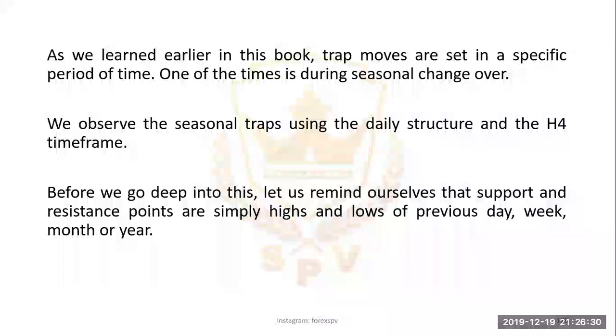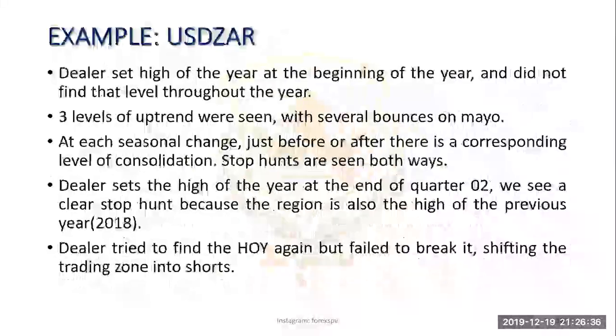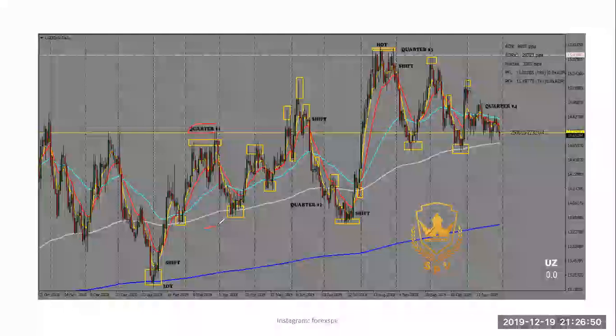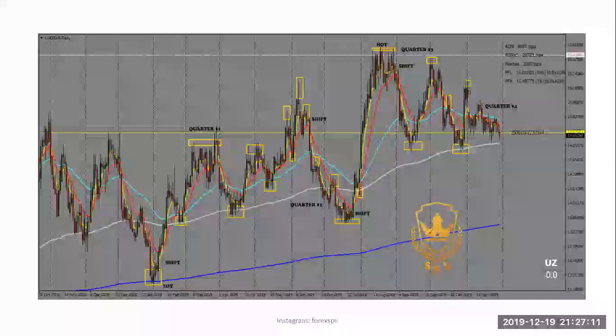We have talked of the support, the resistance point. So let's go to USD ZAR here. So you can see I've divided the quarters. This was quarter 1, this was the end of quarter 1, this was March, we're in April. And then 3 months is the end of quarter 2, 3 months is the end of quarter 3, and then we have the last quarter there. So before the dealer moves, he needs to trap liquidity, even on these higher time frames.